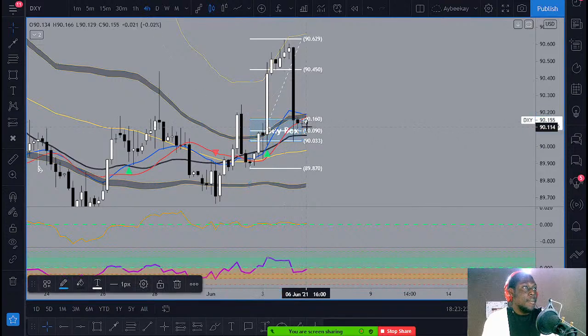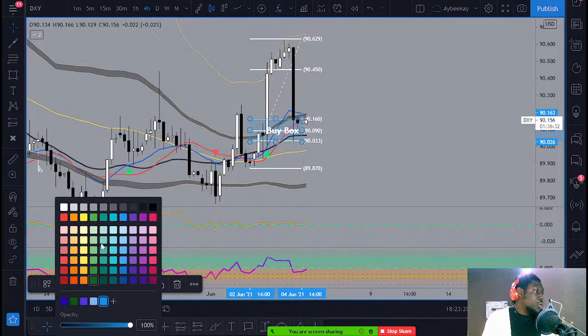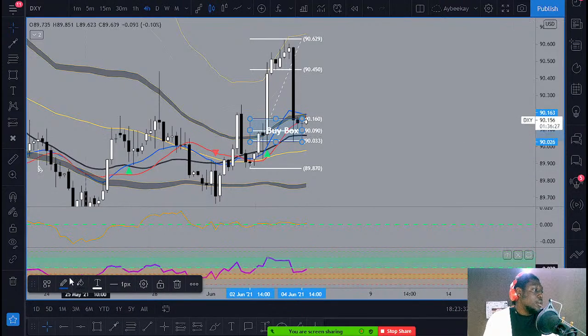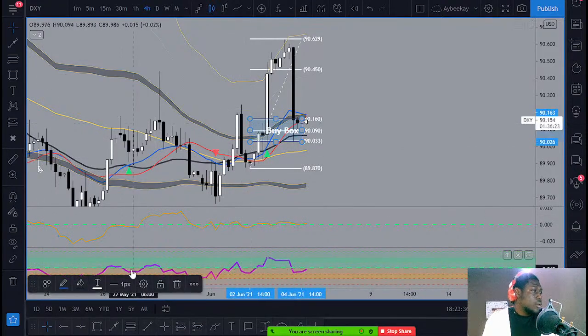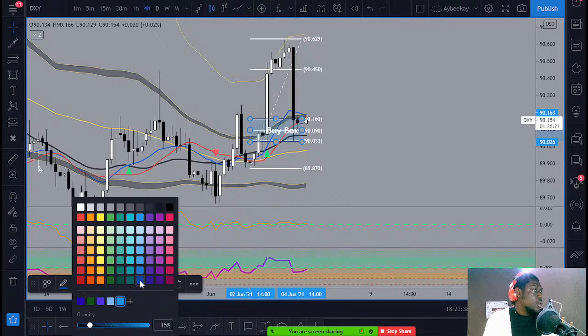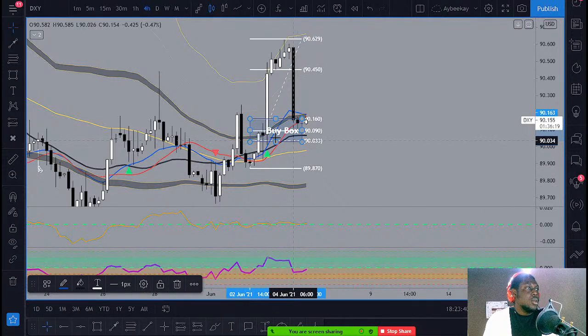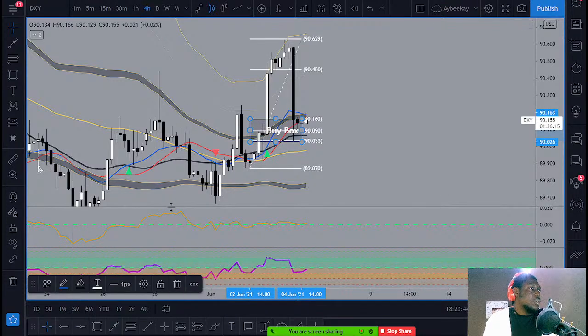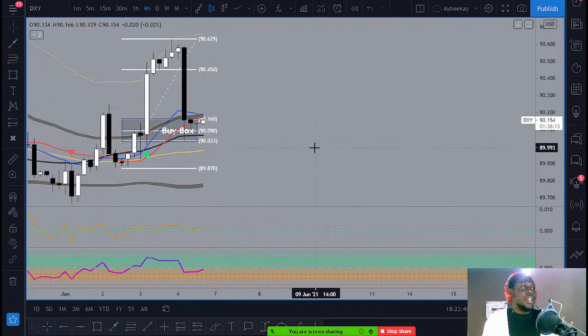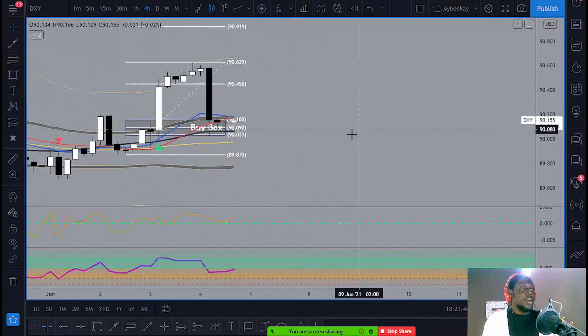You know what? Before I continue, I need to make this a lot darker. Okay, definitely can't be blue. Whatever, right? So y'all know that is there, buy box.